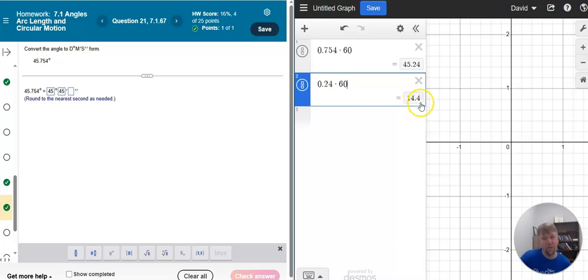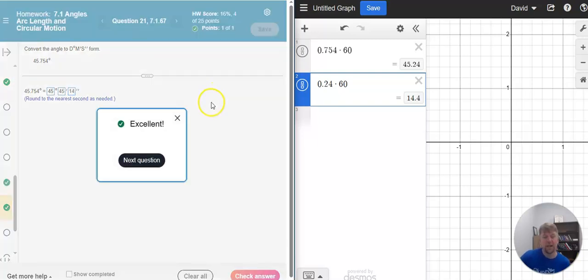So it's 14.4 seconds, but it tells us to round to the whole second. So that would be 14 whole seconds. All right, so that's the procedure when we go back from decimal version to degrees, minutes, seconds.